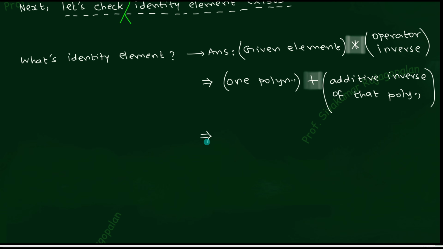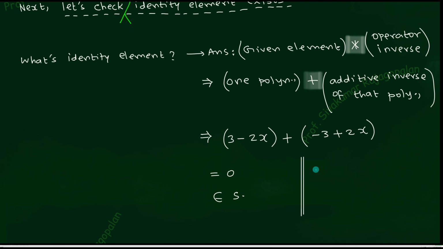Then let us take an example. I will write something like 3 minus 2x. Then you write plus. Then what is the negative of that, the operator inverse? Minus 3 plus 2x. If you add them, how much will you get? 0. Does 0 belong to the set? Yes, it belongs. That is the point. So 0 belongs to the given set. So I'll make it explicitly clear by writing 0 belongs to the given set.